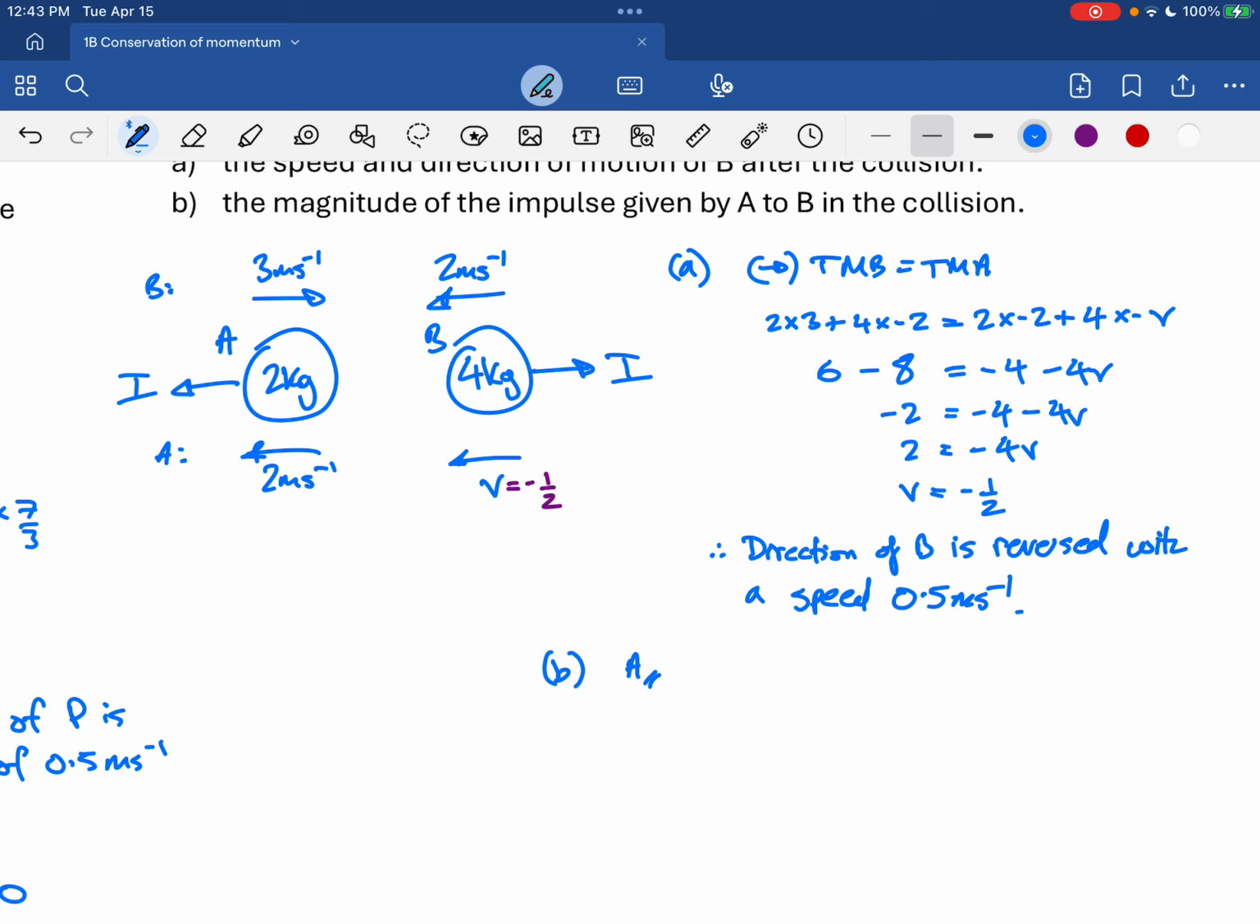So looking at A, I'm going to take right or left as positive. Just for fun, I'm going to take right as positive, so you can see what happens. So the mass there is 2. Final velocity would be -2 because I took right to be positive, take away 2 times 3. So we end up with an impulse of -10 Newton seconds.